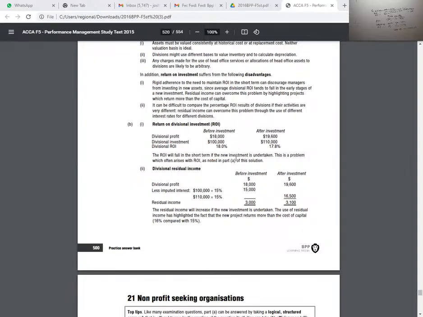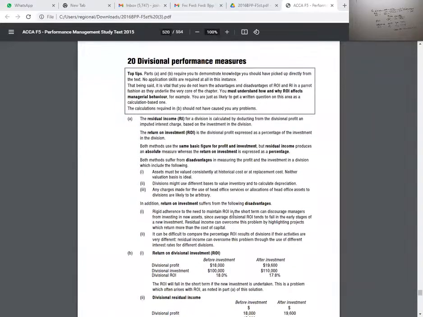So the ROI will fall in the short term. So there's a problem there. Then we have 3,000 versus 3,100. Residual income will increase if the new investment is undertaken. The use of residual income has highlighted the fact that the new project returns more than the cost of capital, which is okay. So part A, the difference between residual income and the ROI.